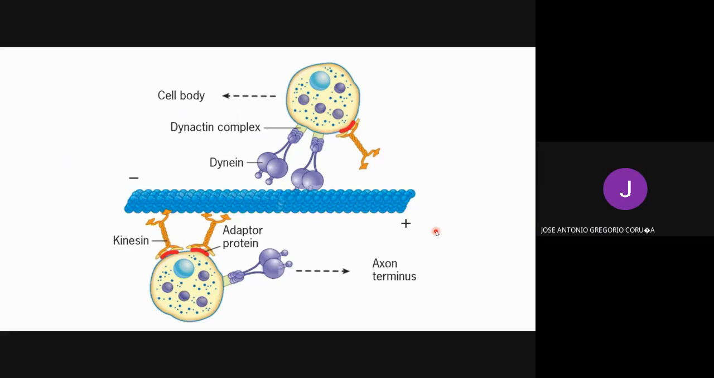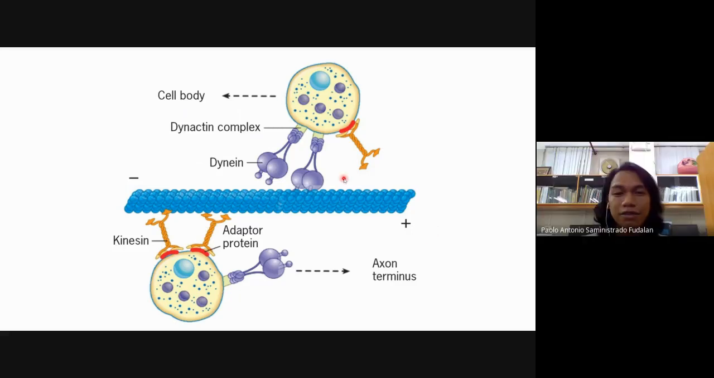It shows the two different motor proteins associated with the microtubules, sir. The one at the bottom is the kinesins, which carry vesicles towards the positive end of the microtubule. And the one on the top are dyneins, which carry vesicles to the negative end of the microtubule. All right. So thanks to the polarity of microtubules, they are able to guide motor proteins.